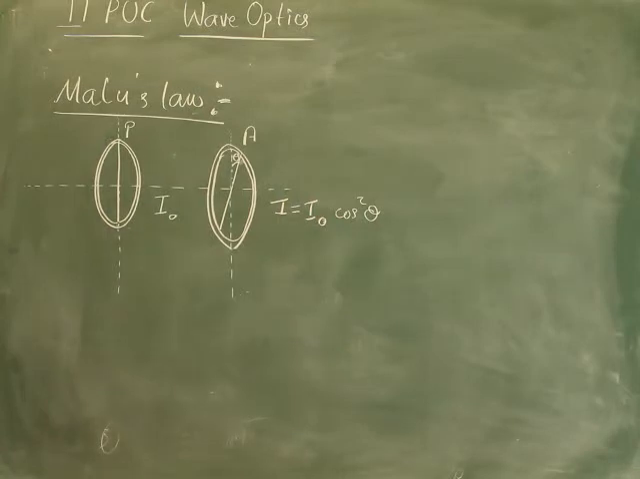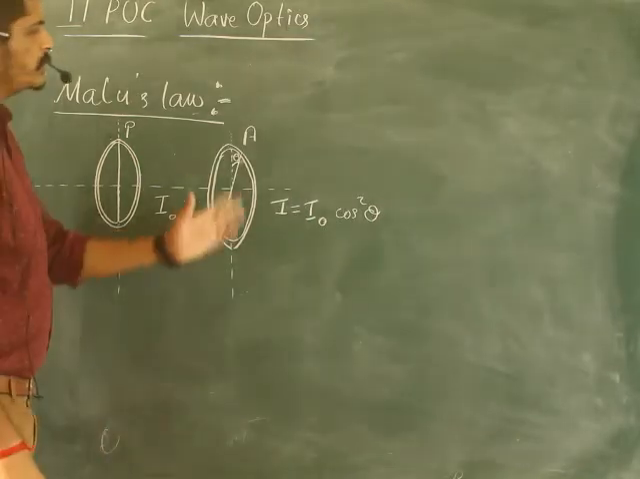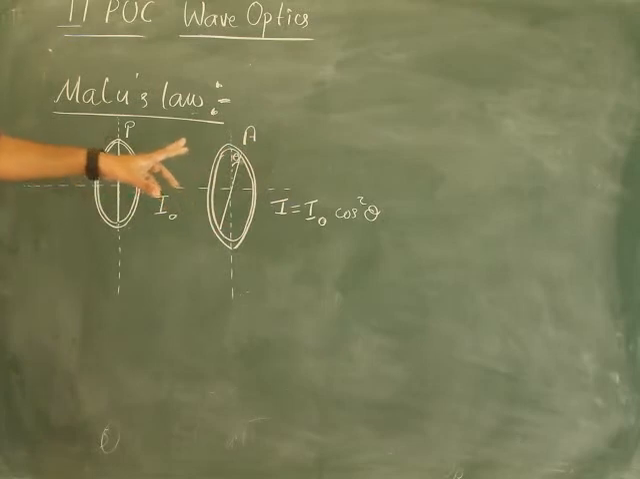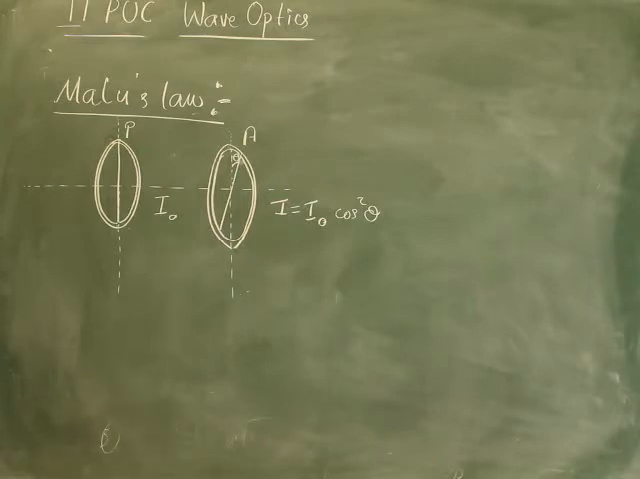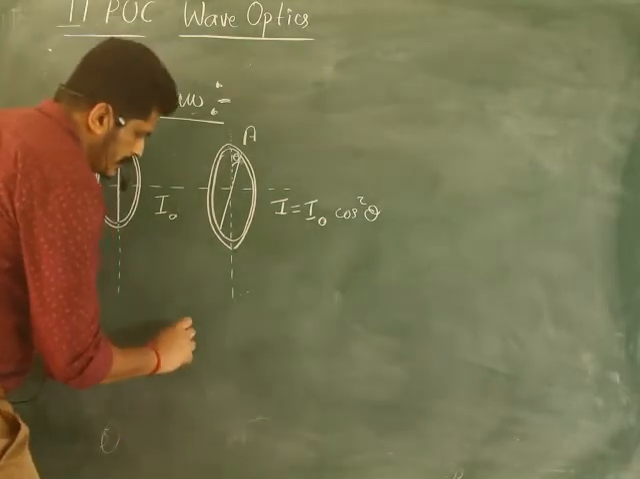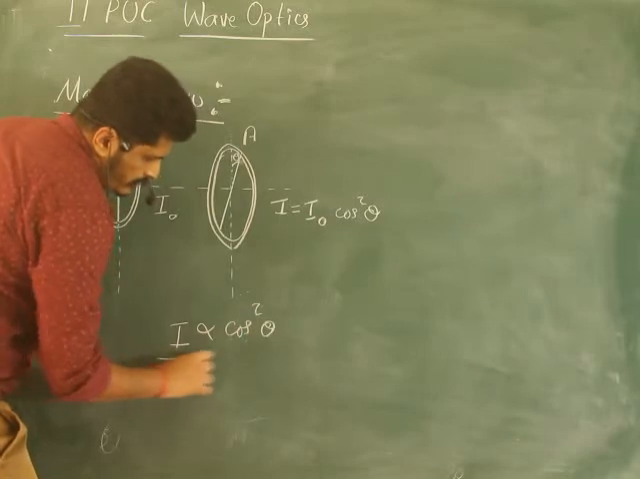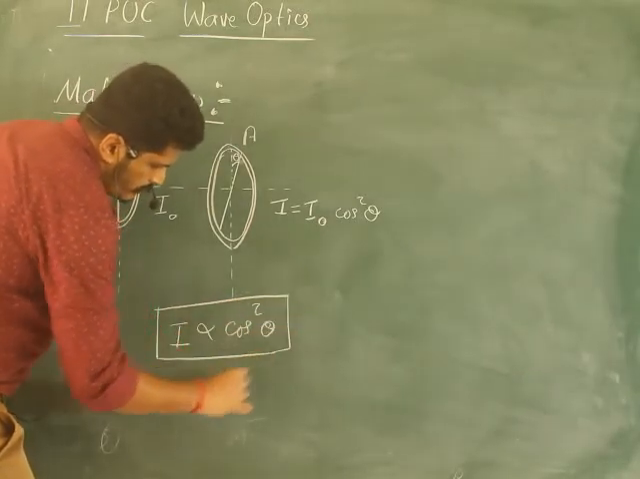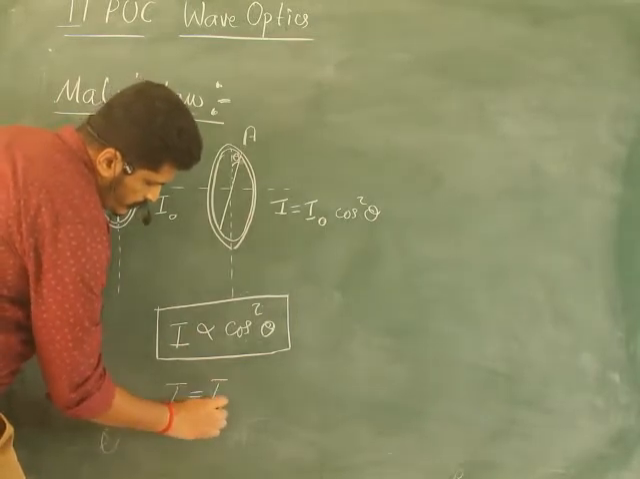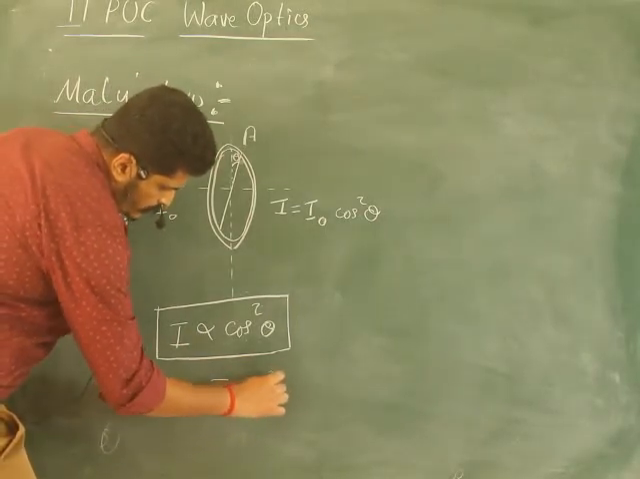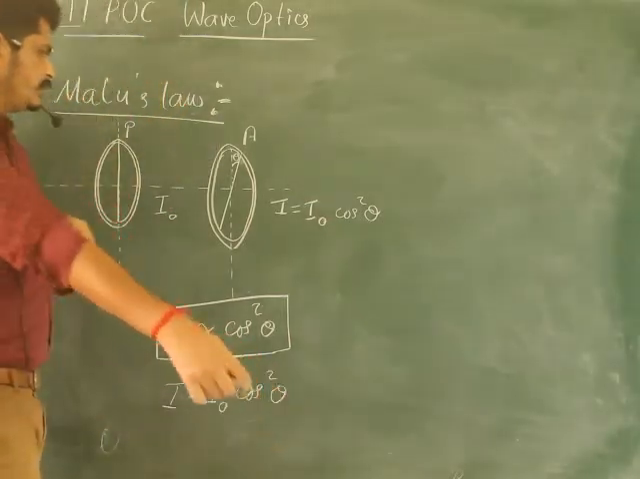So what did he say? He says that when a beam of light which is completely plane polarized is incident on an analyzer, the intensity of emergent light is directly proportional to the square of the cosine of the angle between the plane of transmission of analyzer and polarizer. It says I is proportional to cos squared theta. This is the law. And as he explained, I is equal to I naught, a constant, times cos squared theta.